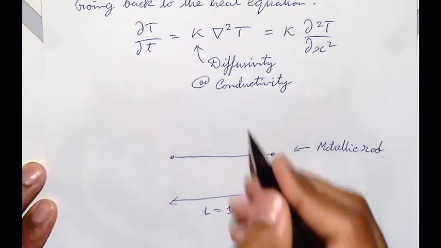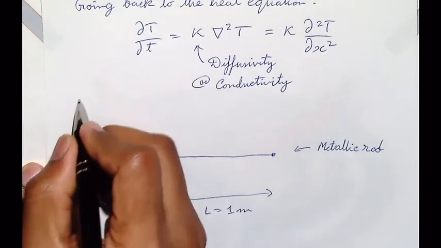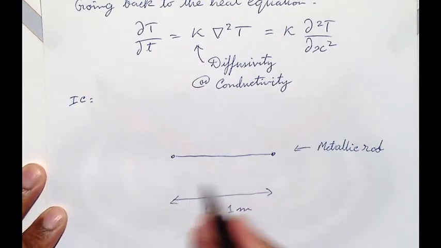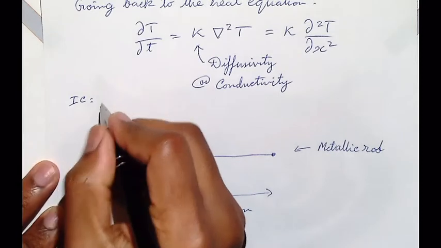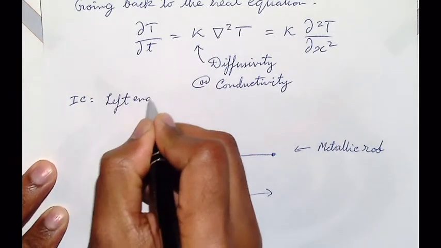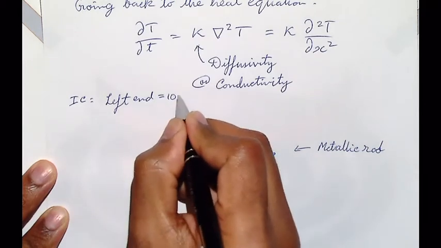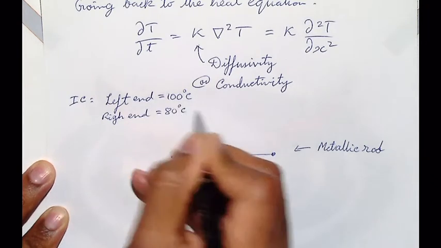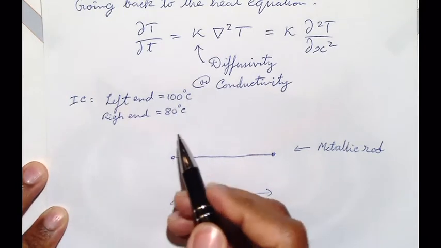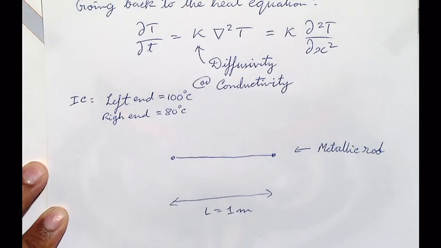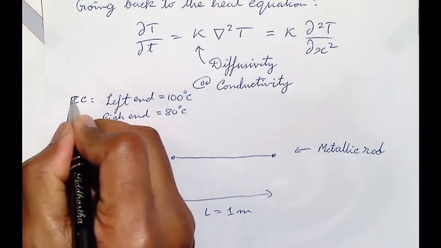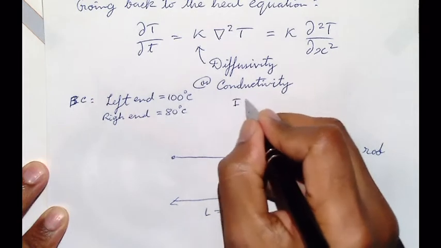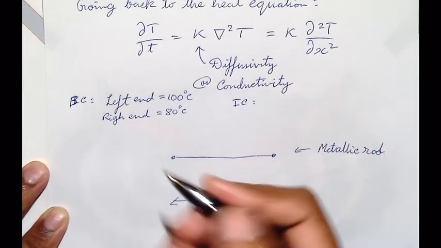Initial condition is just what the temperature in the rod looks like at time equals 0. Let's say the left end is 100 degrees centigrade and the right is 80 degrees centigrade, and the ends are kept at these temperatures throughout the experiment. They're not allowed to change. I'm sorry, this is not an initial condition. This is a boundary condition. We're talking about what happens at the boundaries. And then the initial condition might be that, not 80, let's say 20.